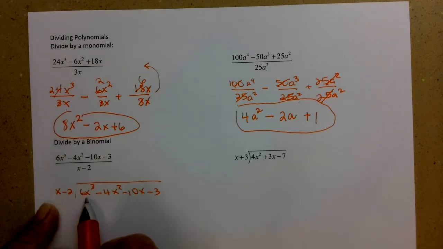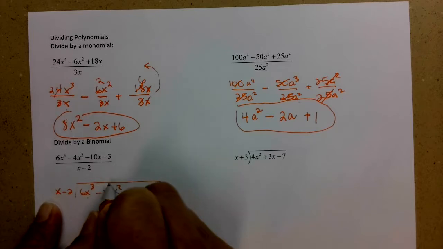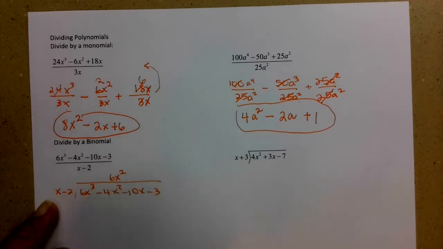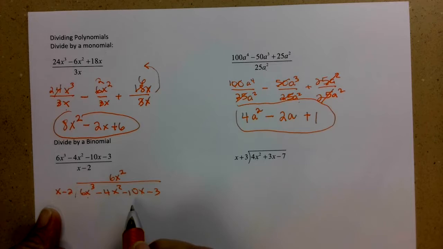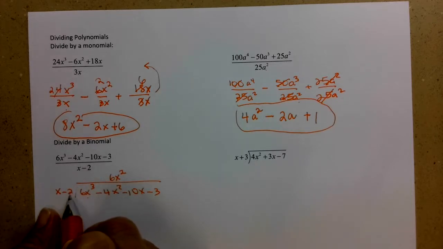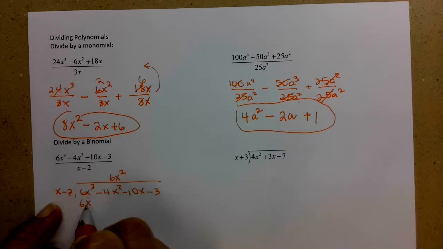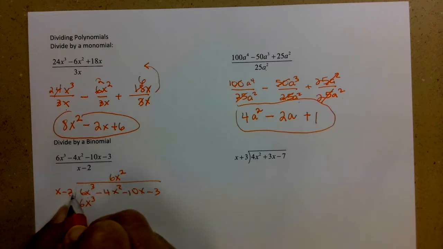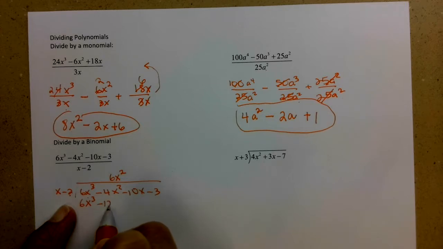So x times what to get exactly 6x cubed? So the answer is 6x squared. So I write that up top. Now, unlike with long division of numbers, it doesn't matter where you put it because we'll get everybody organized at the end. So 6x squared, but that 6x squared now has to multiply both of the terms out in front. So 6x squared times x. So now it does matter. I'm going to line these guys up. That 6x cubed goes underneath the other 6x cubed. And 6x squared times negative 2 is negative 12x squared, and I'm going to put that under the other x squared term.